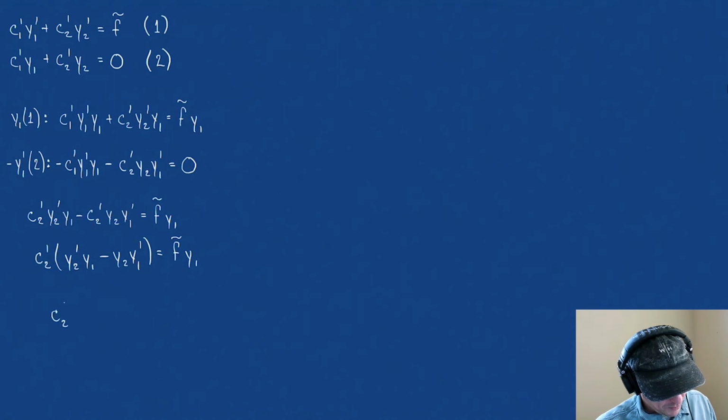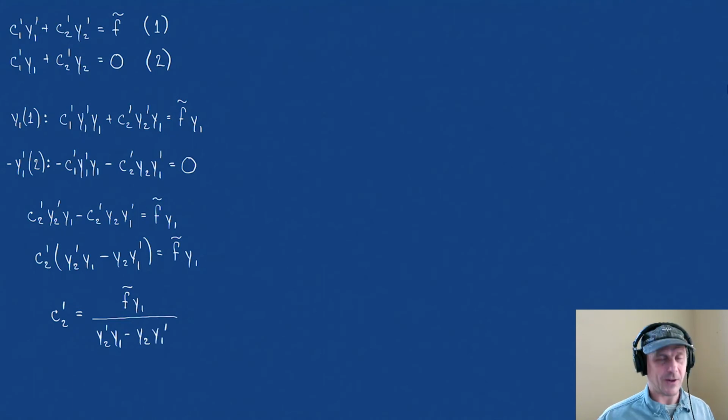C2 prime is equal to f tilde y1 divided by this whole quantity of y2 prime, y1 minus y2, y1 prime. Oh my gosh, we're almost done. That's it. We've really solved the whole problem, but it may not be apparent yet. And that is because, notice we have a denominator in our problem. This denominator is a special denominator. We'll come back to it in a little bit.